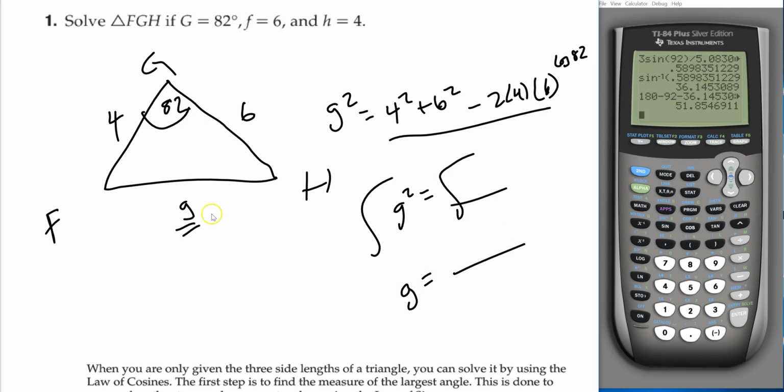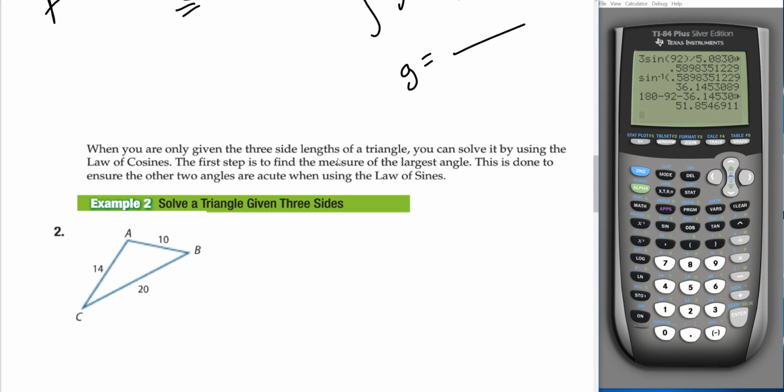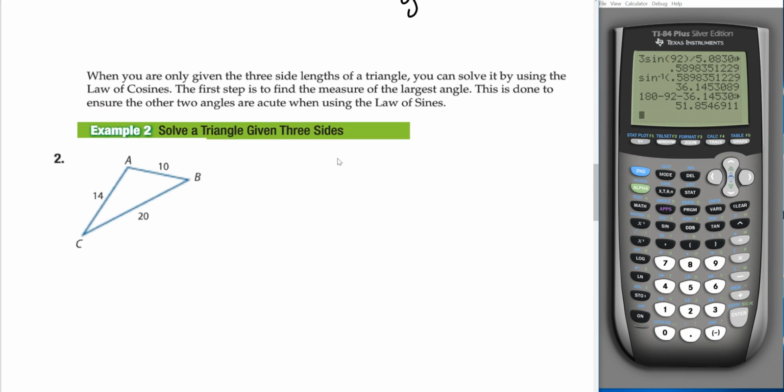Once you do that, you have a pair, do law of sines, and then once you do that, you can figure out the missing angle. So that's the general gist of that one. Let's go on to the next type.